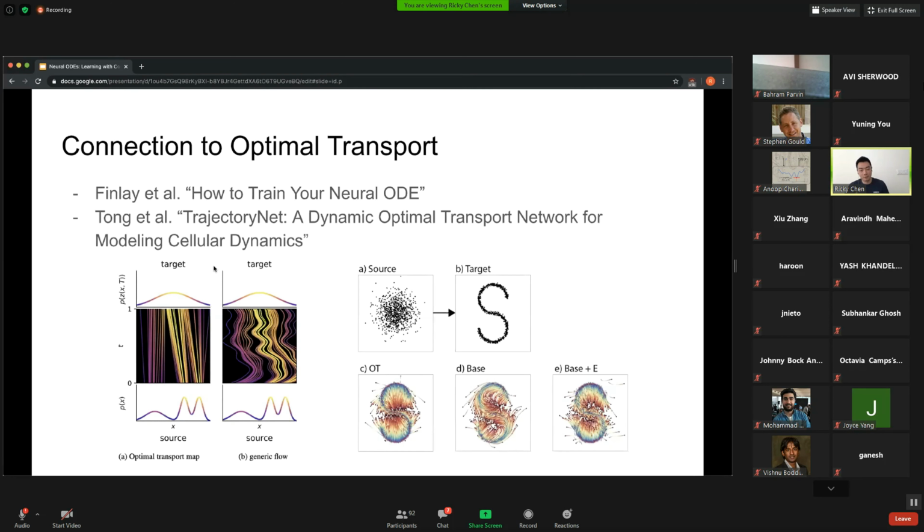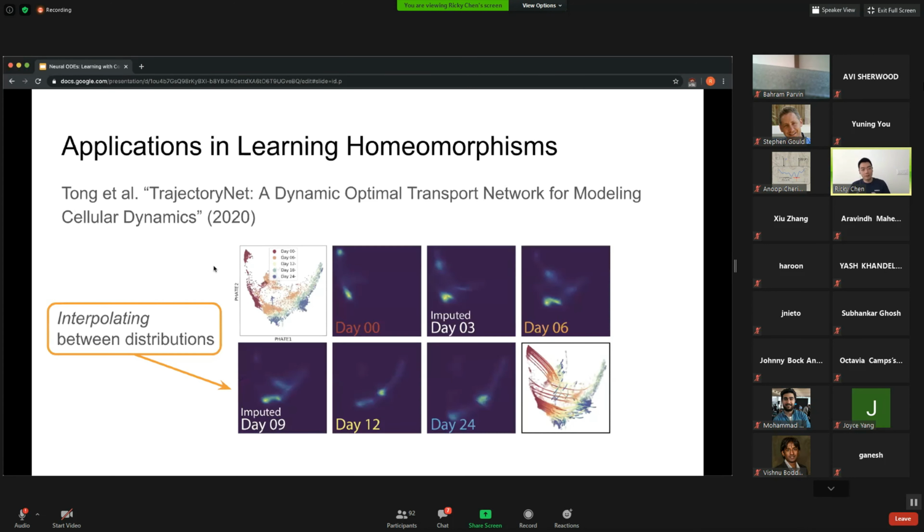And on the right is a figure from Tong et al. with the same idea. So they showed that the base continuous normalizing flow learns curved trajectories, but with their regularization method, it approximates optimal transport solutions. Right, so Tong et al. applied continuous normalizing flows in an interesting setting.